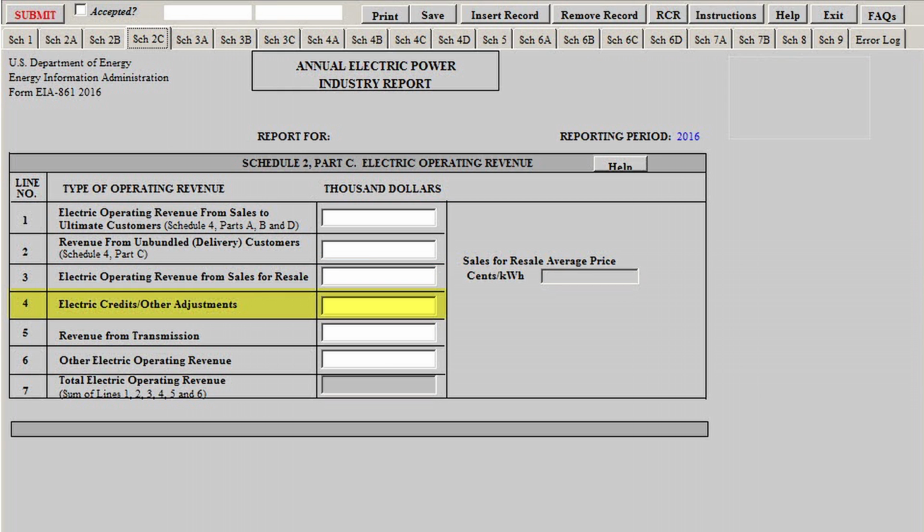Line 4 includes credits or other adjustments made to revenue amounts that are not included on Schedule 4. Line 5 includes the revenue from transmission of electricity for others, for example, revenue from wheeling. Line 6 collects data on revenue from activities other than the sale of electricity, such as late fees or penalties. Line 7 is the sum of lines 1 through 6.